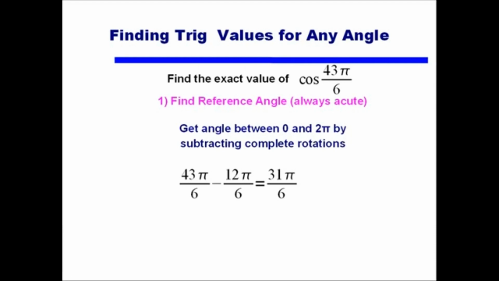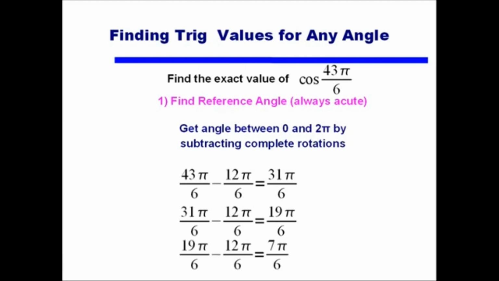Well, 31 pi over 6 is still more than a complete rotation. It's still more than 2 pi, so I'll subtract out another complete rotation, and I'll get now 19 pi over 6. I'm almost there. If I take 19 pi over 6 and subtract again a complete rotation, then I end up with 7 pi over 6. And we could go ahead and find the reference angle.